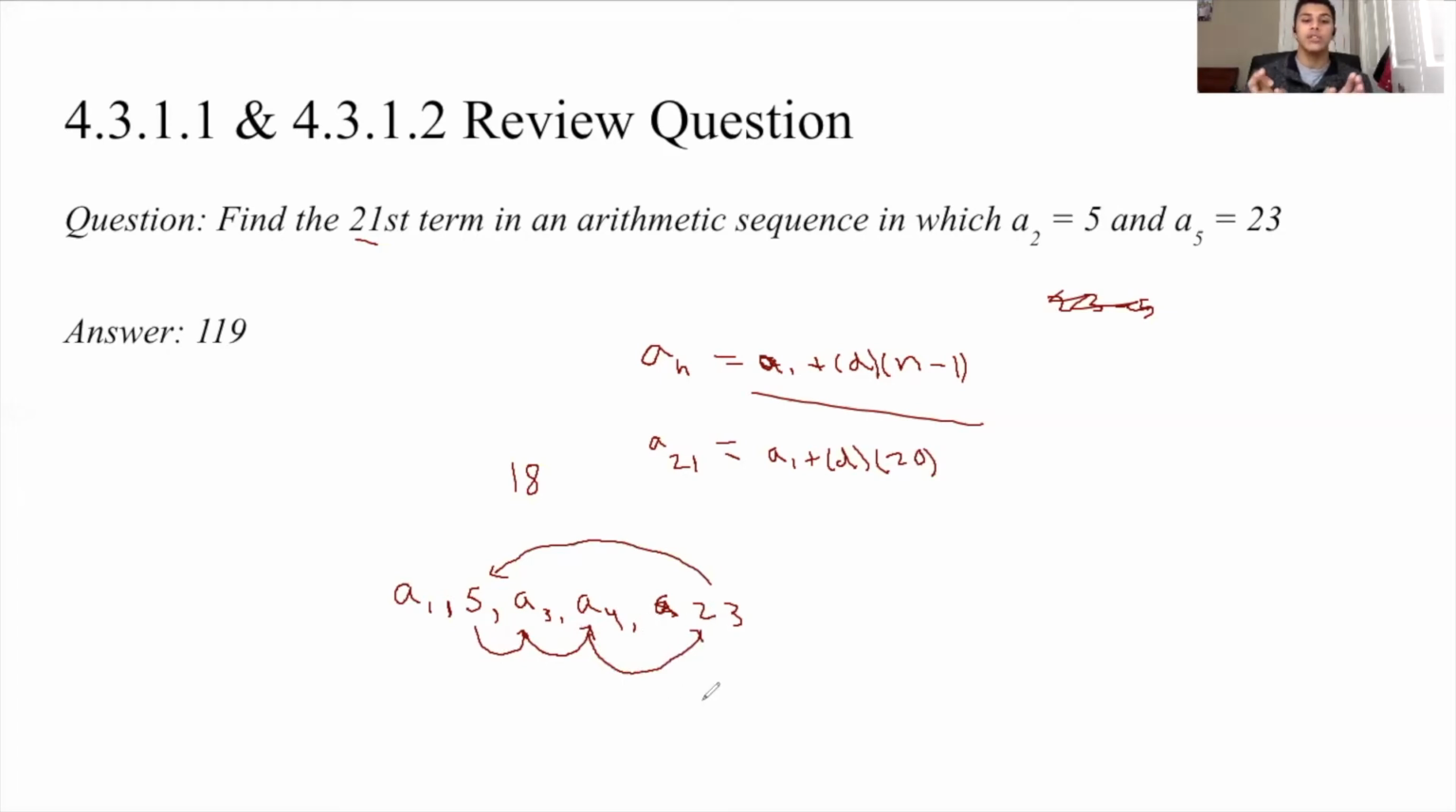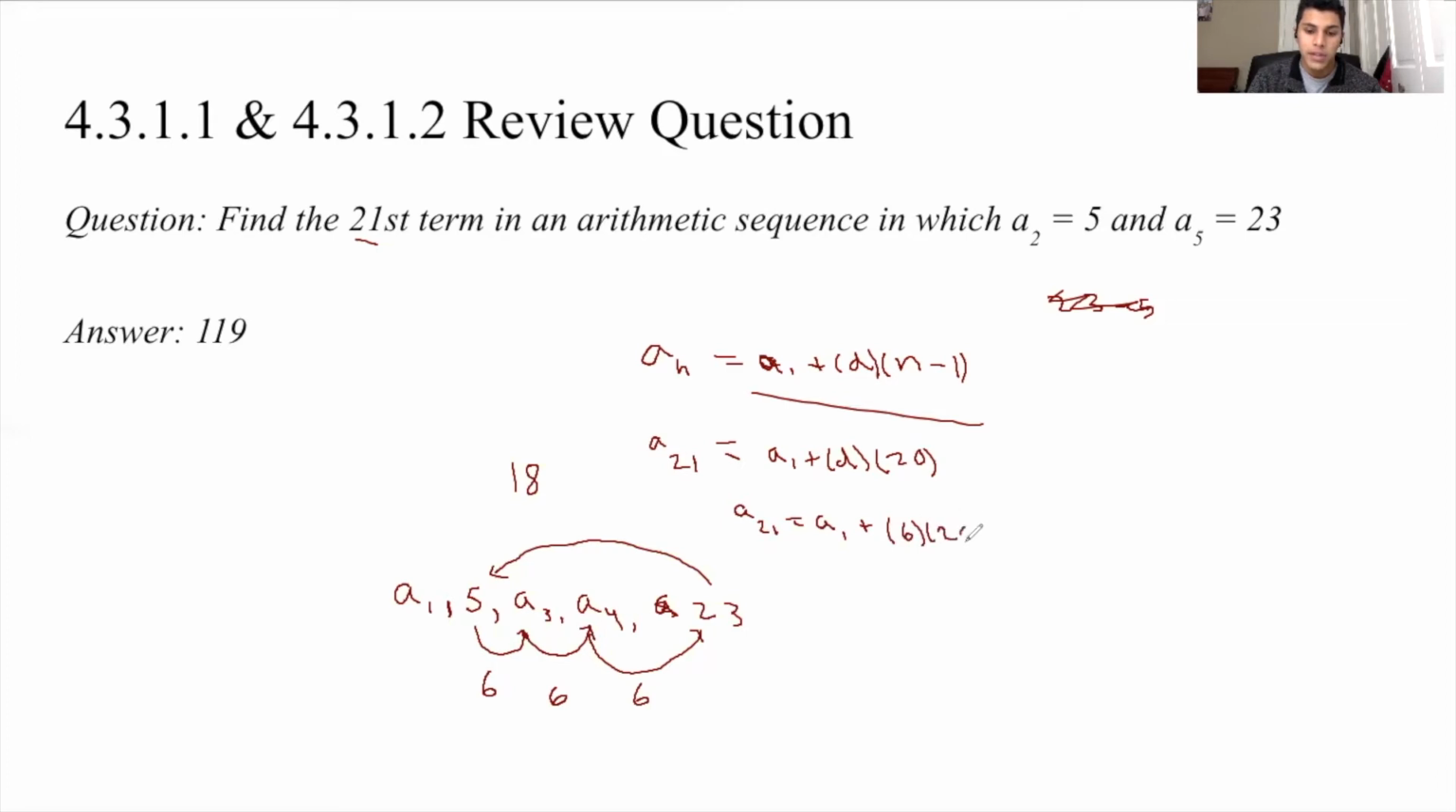Now we know that they total up to 18 because that's the difference between our fifth and second term. So if you do a little bit of math here and divide 18 by 3 total differences, you get that the difference between each of these terms is going to be 6. So the value of d then is 6. So A21 equals A1 plus 6 times 20.